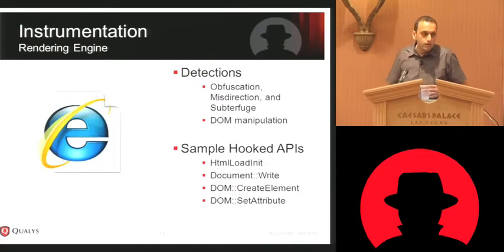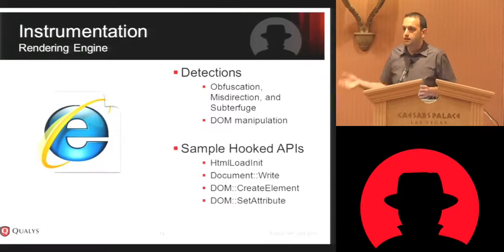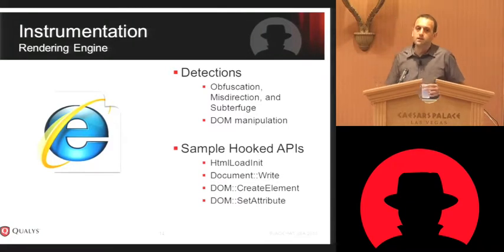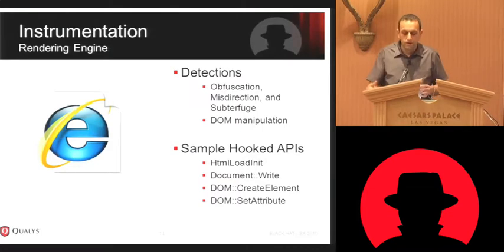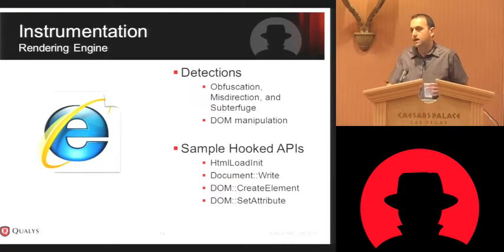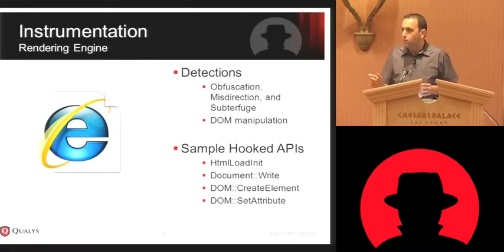Moving on, we also instrument the rendering engine within IE. That's to give us insight into what's happening in the document object model. If we've got dynamic content being inserted, objects being created and added to the DOM, we want to pick that up because it helps us de-obfuscate what's going on in the page, and it helps us figure out what the script is doing, how it's manipulating the browser.